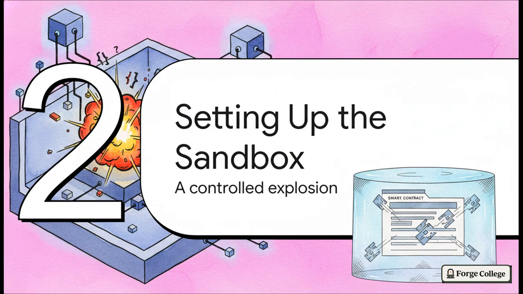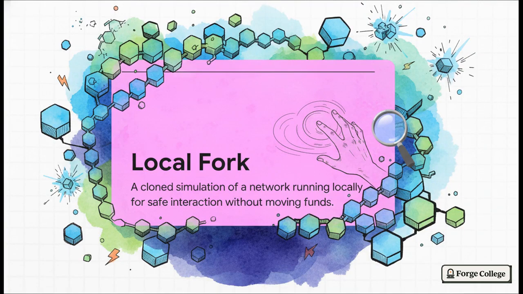Moving right along to part 2, setting up the sandbox, or as I like to call it, engineering a controlled explosion. Okay, before we just start throwing chaotic exploits at our code, we desperately need a safe environment to conduct our tests. Think of a local fork as your own private matrix simulation. It looks, feels, and acts exactly like the real blockchain network, but you have absolute godlike control over the timeline. You can manipulate blocks, test volatile exploits, and blow things to absolute smithereens, all without accidentally draining your own real-world wallet, which is a huge plus.